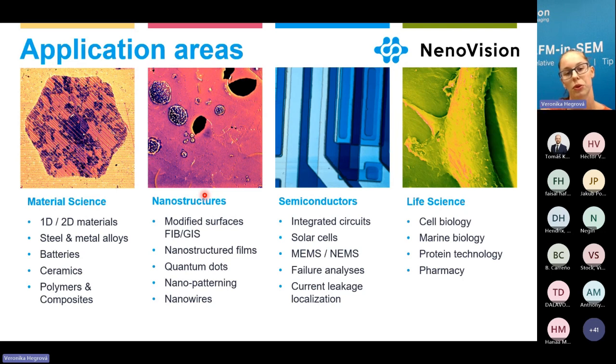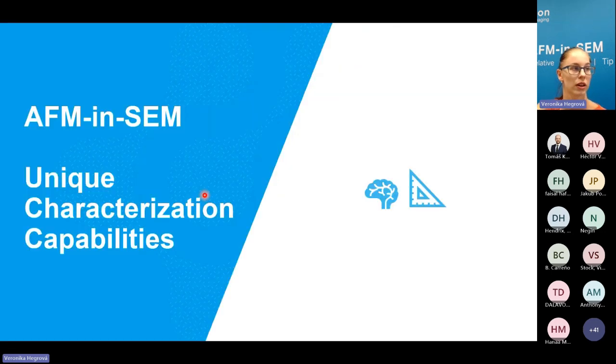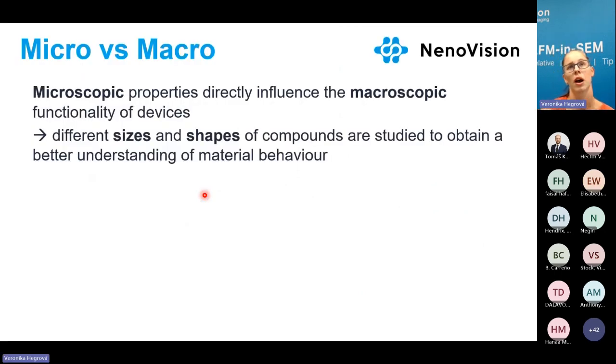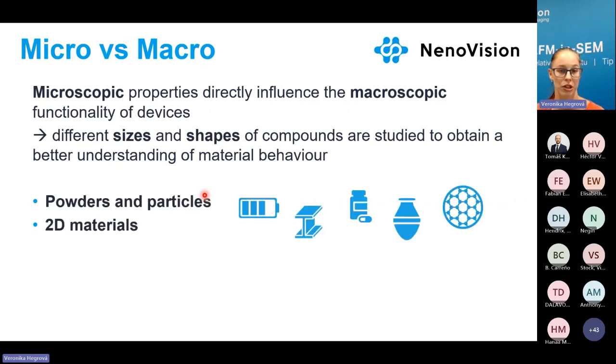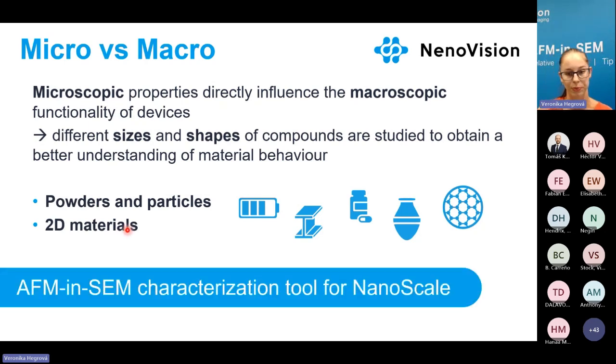So, but today we'd like to focus more on powders and particles and 2D materials. So if I should introduce it a bit, why? Because microscopic properties directly influence the macroscopic functionality of the device. So if we have different sizes and shapes of a compound, which we study on a micro scale, it will definitely change the properties of the whole device. So that's why the surface properties can be critical for the macroscopical functionality afterwards.